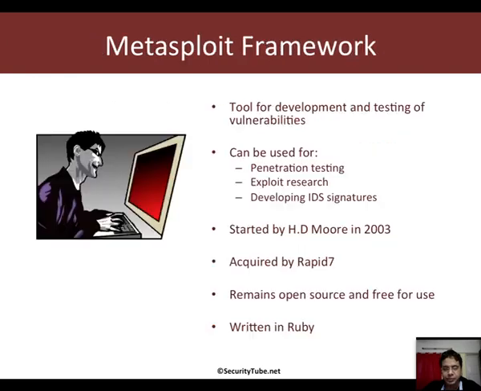Enter Metasploit. The Metasploit framework has been around for quite some time. It was written by H.D. Moore, I think around 2003, and was later acquired by Rapid7. The best thing is, even though it was acquired, the framework still remains open source and free for use, which is fantastic. It can be used for penetration testing, exploit research, and also to develop IDS signatures. The framework is open source and written entirely in Ruby. Personally, I wish it was written in Python because I love Python more, but hey.